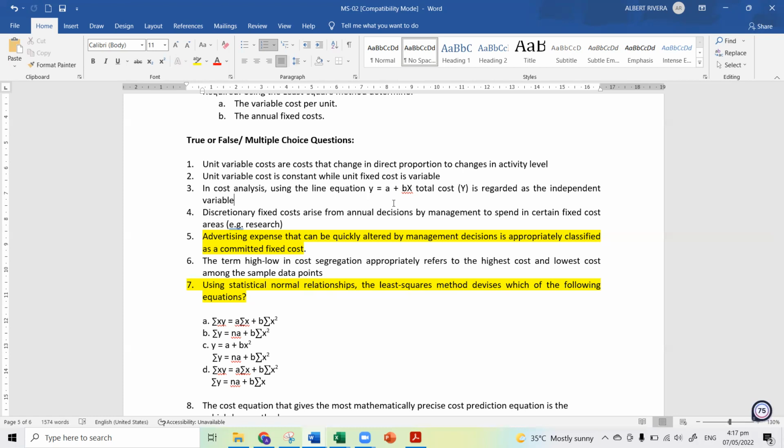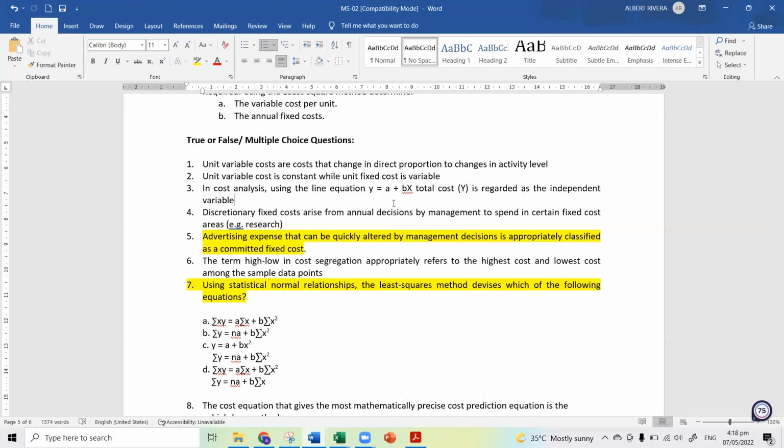Your cost function is total cost is equal to fixed cost plus variable cost per unit times the activity. In that cost function now, what is your dependent variable? Yes, that is your total cost. And what is your y-intercept? The fixed cost. What is your independent variable? The activity. And what is the slope of the line under the cost function? Okay, the variable cost per unit.